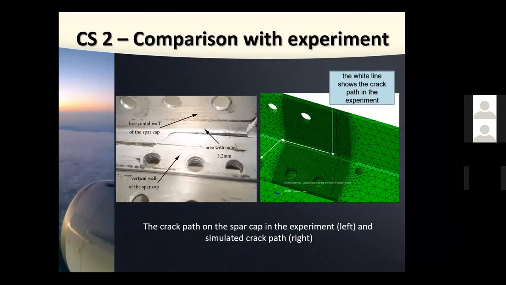So I checked my model many times, and then we decided to try something else, because we had, I believe, 11 or 12 spars that we made for the experiment. On the first two spars, we stopped the experiment after two spars. We got more or less the same crack growth.